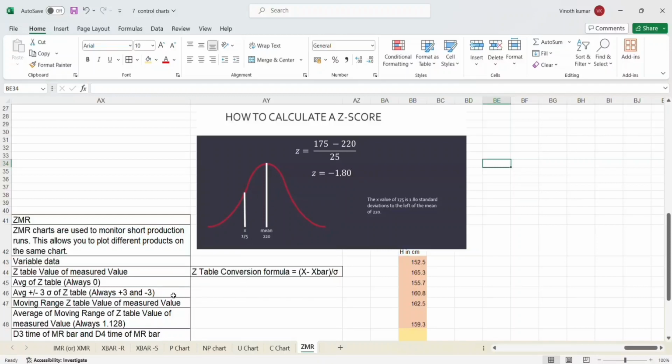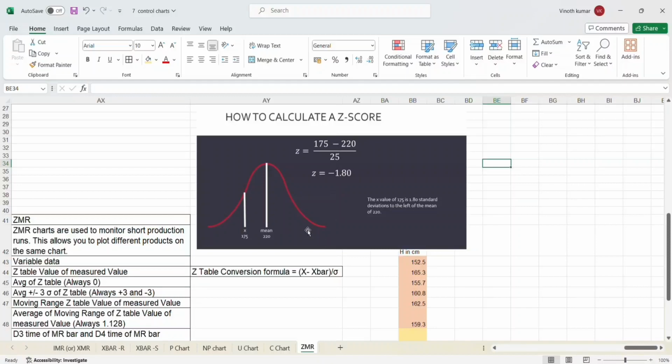We are converting the absolute value into z score, and z score is nothing but how far your individual data point is away from its mean in terms of its standard deviation, right? So the z score will simply say your data point is 1.8 times of standard deviation away from its mean. It is minus 1.8 times of standard deviation away from its mean.